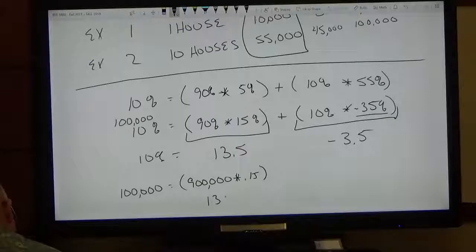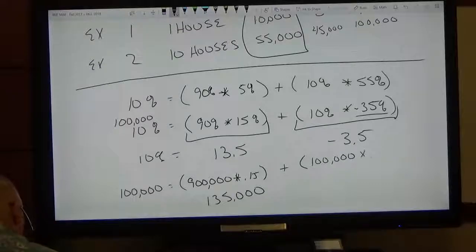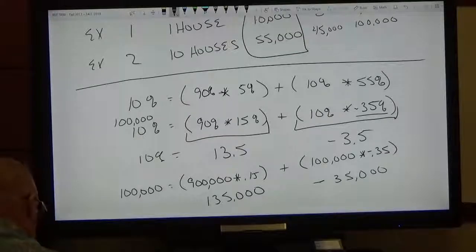$135,000. Okay. And over here, we've got the $100,000 equity that we're putting in, but what we're saying is that we are losing 35% of that. So 100,000 times 35% would be a negative 35,000. So 135,000 minus 35,000 gives us our 100,000.